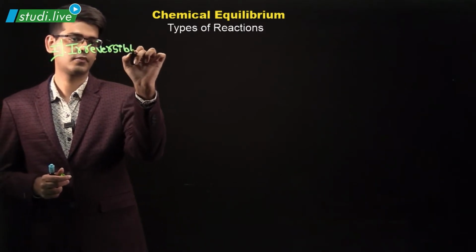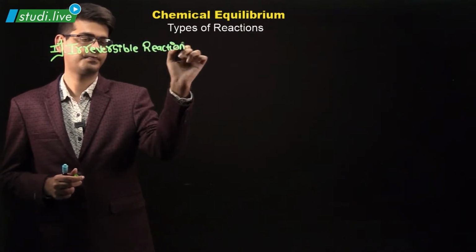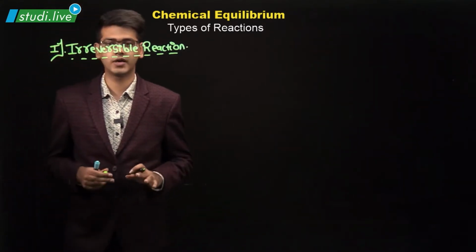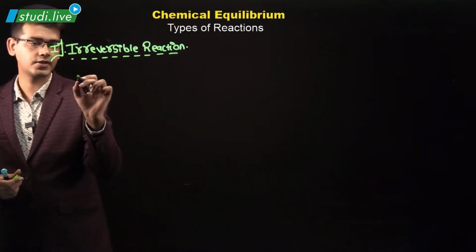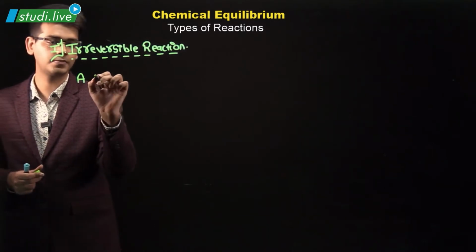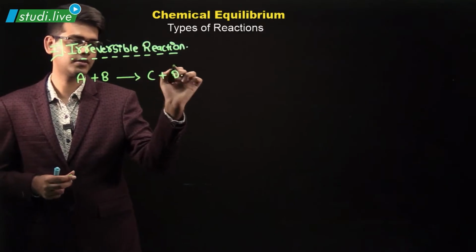Irreversible reactions. Now, always in case of irreversible reaction, the very first point, or let's say first, let's write the example first. So let's say we have any reaction A plus B gives C plus D.